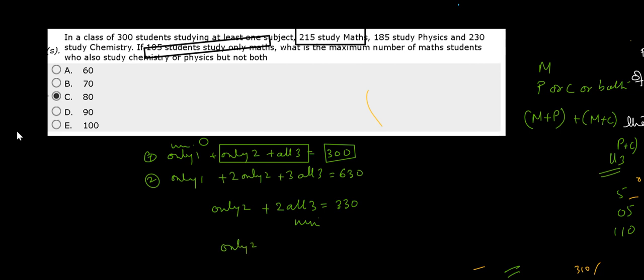So only 2 plus all 3 plus all 3 is equal to 330, and this is 300. This is 300. So the minimum value of all 3 is 30. This is how we calculated the minimum value of all 3, right? And I just put that in the equation for the number of students of mathematics. So I got 80. Is it clear?